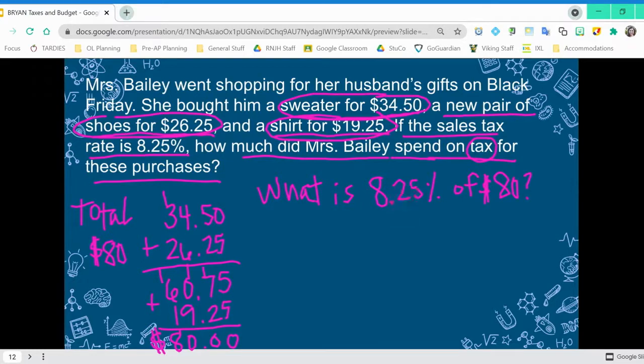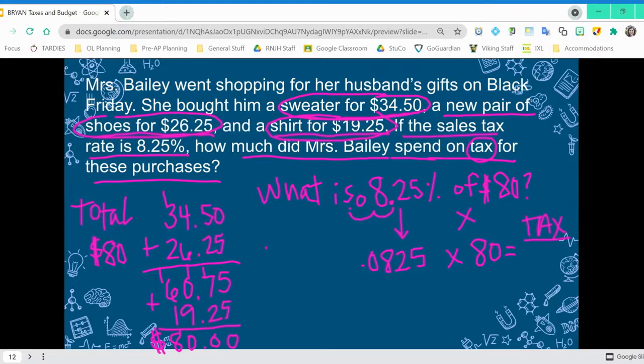So remember, an easy way of finding a percent of something is to change that percent to a decimal. To change a percent to a decimal, we're going to take the decimal and move it over twice to the left. 1, 2. If you have an extra hole here, you're going to add a 0 there. So that's going to give us 0.0825. And we want to find the percent of 80. If you're finding a percent of a total, we are going to multiply. So we're going to do 0.0825 times 80 to find the amount of money she spends on tax.